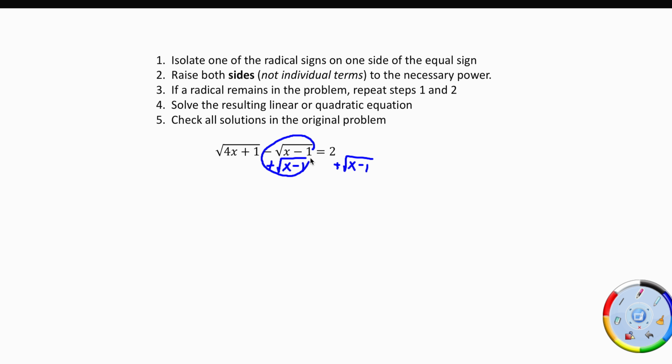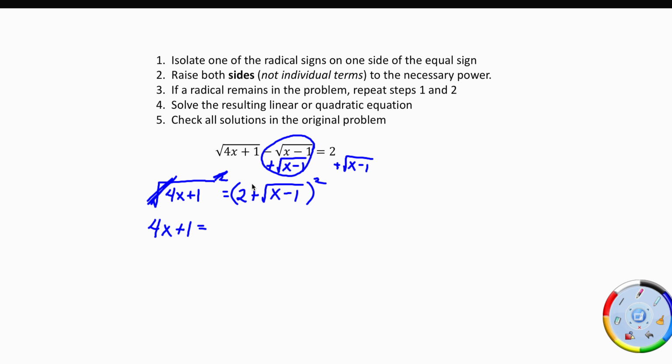Okay, so that's a big fat 0 now. And I have the square root of 4x plus 1 equals 2 plus the square root of x minus 1. Now that one of the radicals is isolated, either one, doesn't matter which one, I'm going to square both sides, not individual terms. So a square and a square root undo each other to just leave 4x plus 1 on this side. But here is another beneficial use of knowing that shortcut.